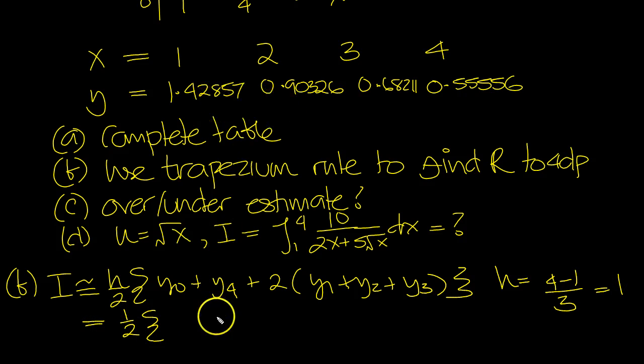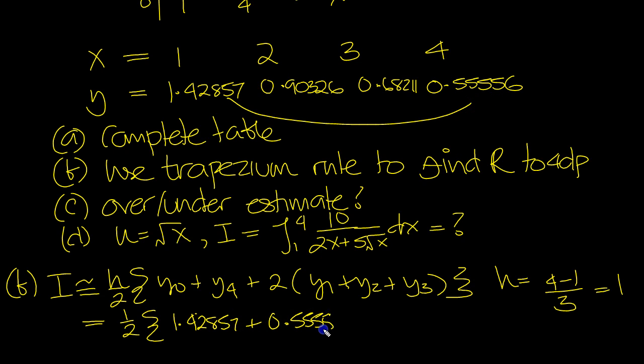The first plus the last, 1.42857, plus the last, plus 2 times the ones in between. Oh, this is y3, sorry. There's 4 ordinates. And this is y2, there's no y3. Got too many ordinates there. Okay, 2 times these two.